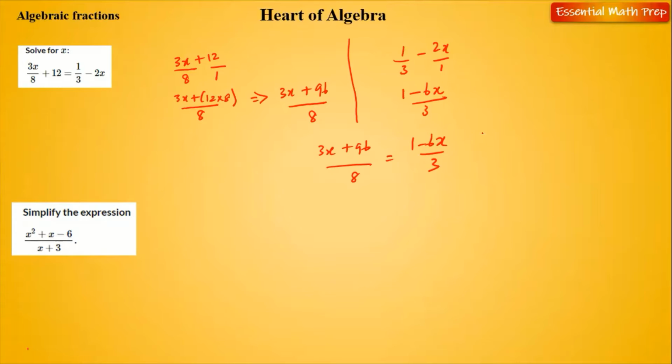You can cross multiply. So multiply this equation by 3 and multiply this equation by 8, which would give us 9x plus 96 times 3 is 288. That's equal to 8 minus 6 times 8, or 48x, right? So bring the x's to one side and the numbers to the other side, which would give us 48 plus 9, we have 57x equals 8 minus 288, which is negative 280.